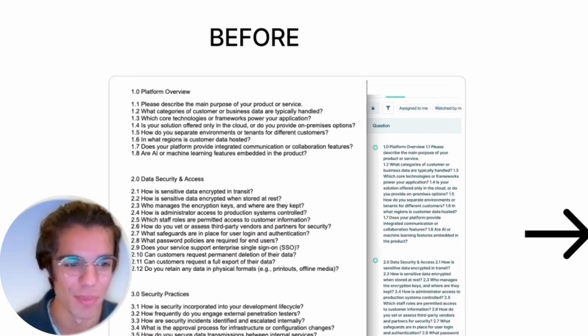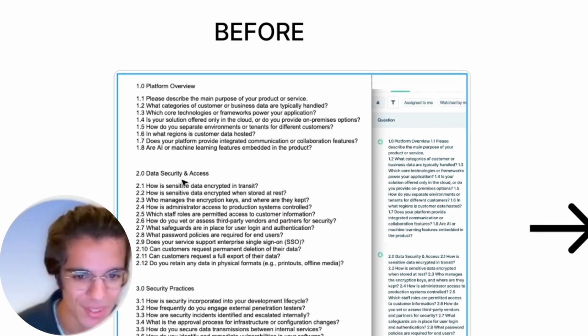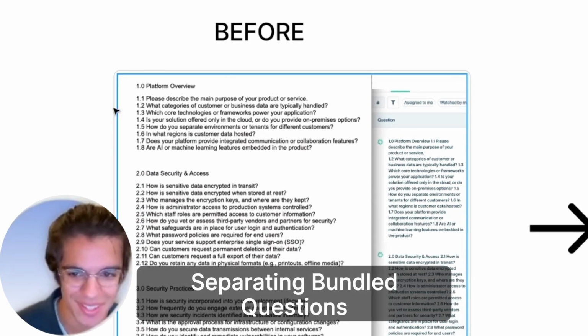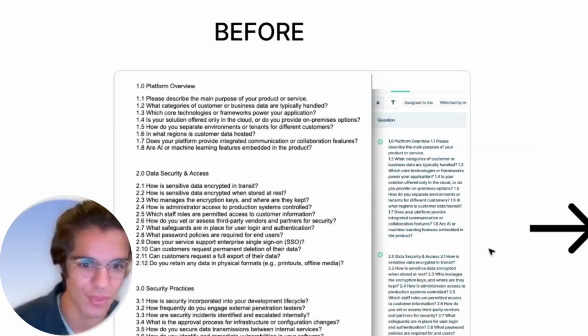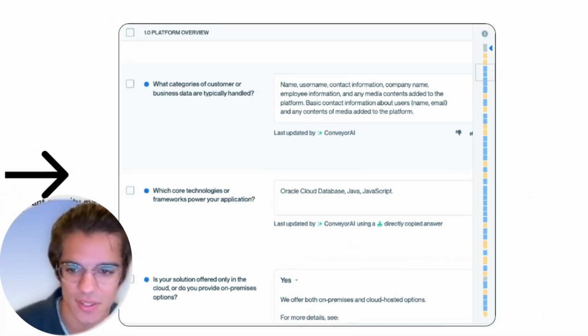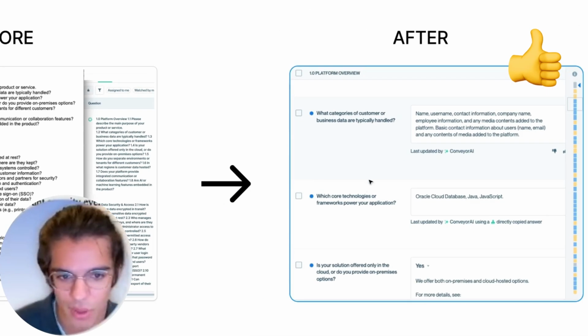So these are some fun before and afters we can see. This is a questionnaire right here. In the old system, it was consolidating all these things under service overview, and each section has one giant question. Looks terrible. And now these are the first few of that one broken up correctly.